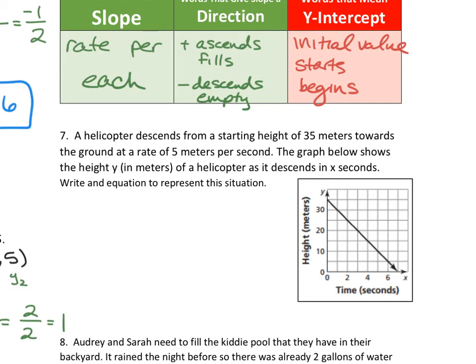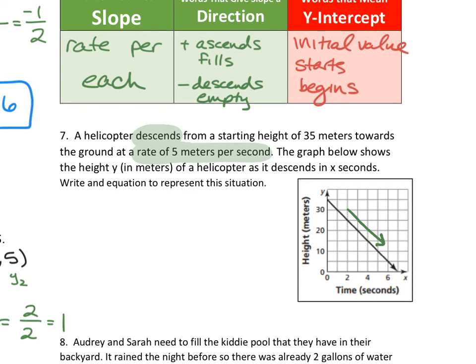If we're looking for words that mean slope, we said rate, per, and each are words that we're looking for, and I see rate of 5 meters per second. That has both rate and per in it, so that probably is going to indicate that that is my slope. We do need to know what direction slope is going. But I see the word descends here. Descends means going down. Also, in my graph, this helicopter is landing. It's going down, so it's going to have a negative slope because it's coming back down towards Earth.